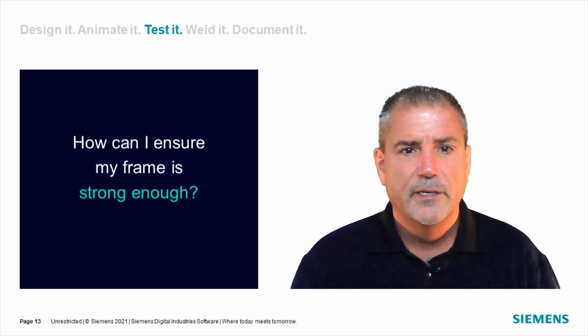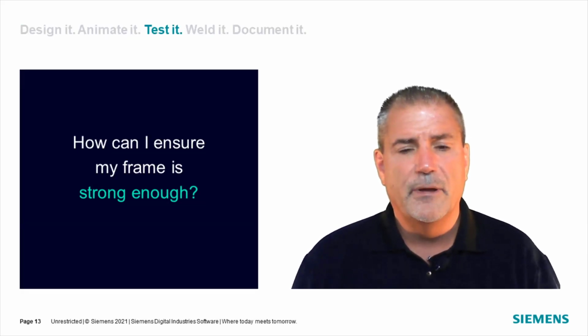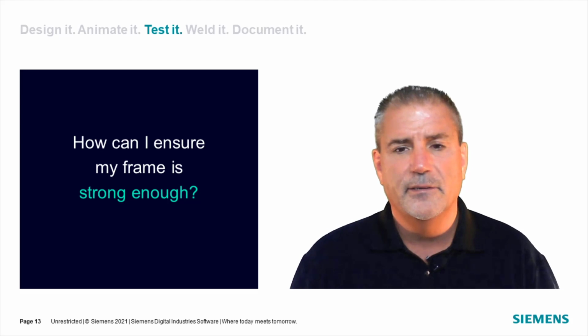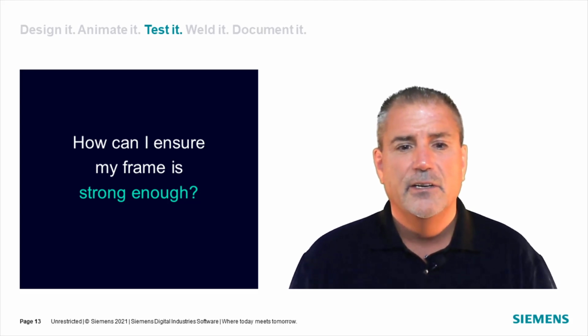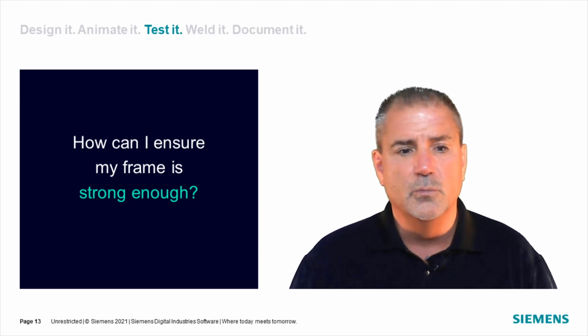Step 3, test it. How can I ensure that my frame is strong enough to stand up to the rigors for which it was built? What I need to do is I need to be able to do that in simulation. But what are some of the challenges today with simulation to be able to test these strengths? One is the significant amount of time it takes to prep beams for finite element analysis. The other one is the inability to be able to combine the beams with other non-structural elements. Let's have Chris show us how this is easy to do.